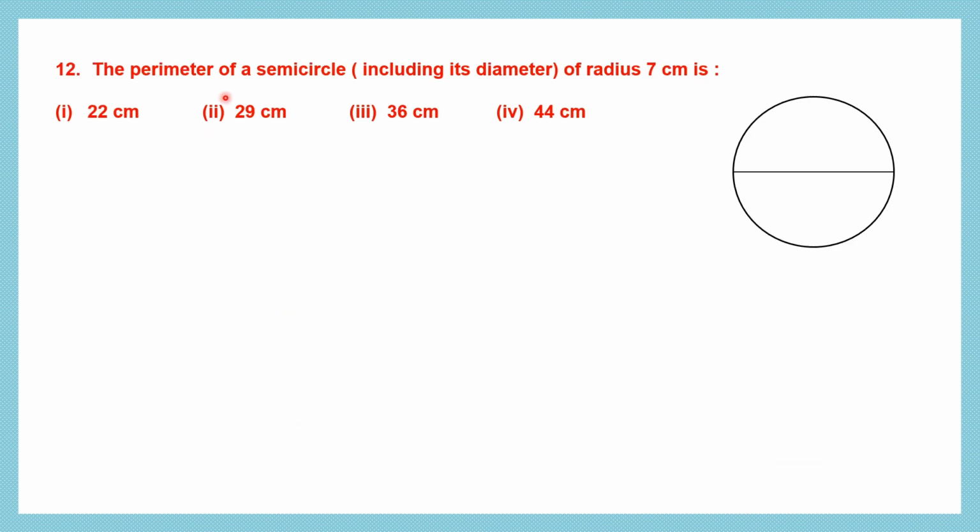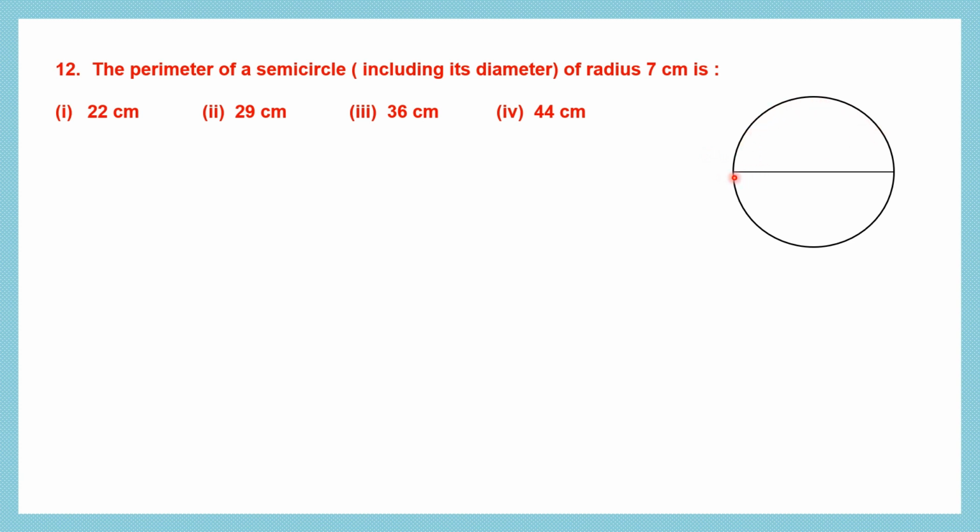Question 12. The perimeter of a semicircle, including its diameter, of radius 7 centimeter, is what? So this is a circle and this is the semicircle. Now we are asked to find the perimeter of the semicircle, including the diameter. Now when we are talking about perimeter, we are only talking about the outer part, that is the circumference of the circle. And here if you are talking about the perimeter of the semicircle, it is this part of the circle, either that or the other part that is at the bottom, half of it. Half of a circumference is the perimeter of a semicircle.